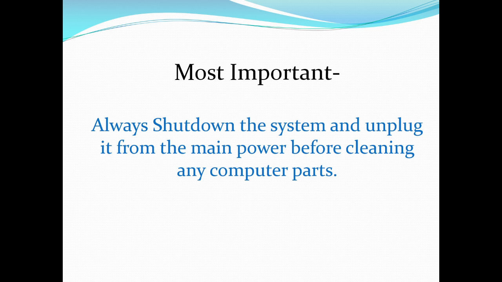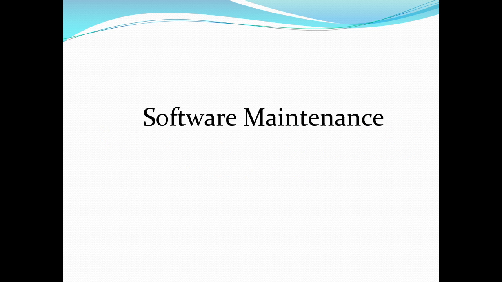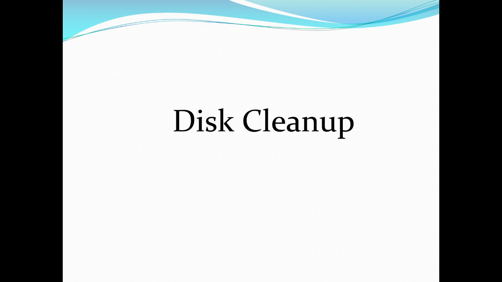Now the most important part, that is, whenever you are shutting down your system, always unplug it from the main power before cleaning it, and always shut down the system. Now the second part of care and maintenance of a computer is software maintenance, in which firstly we are going to study disk cleanup.